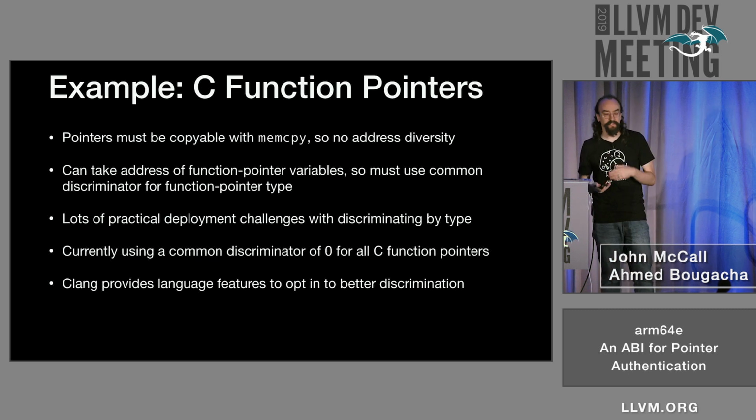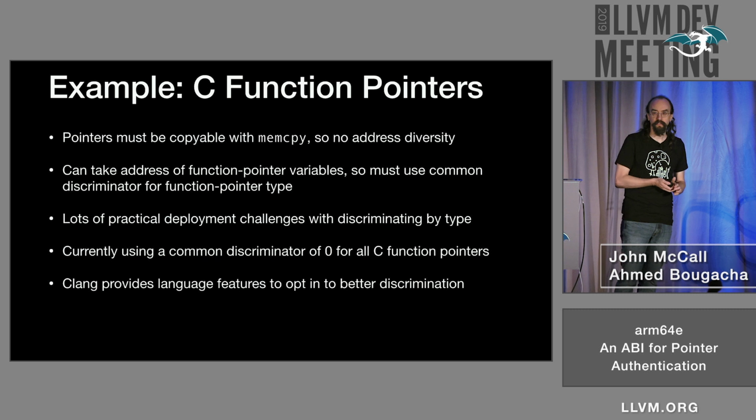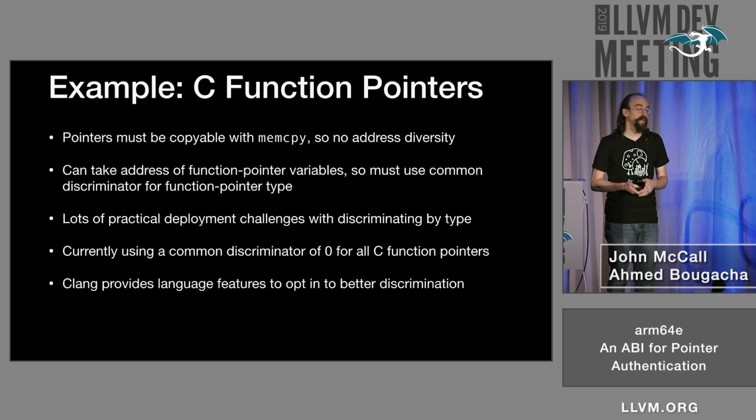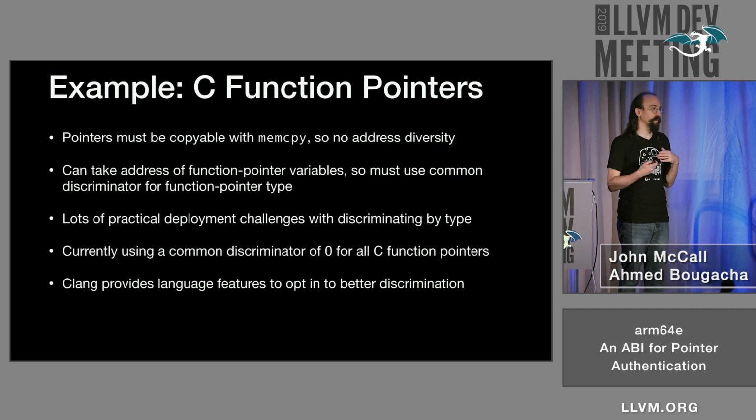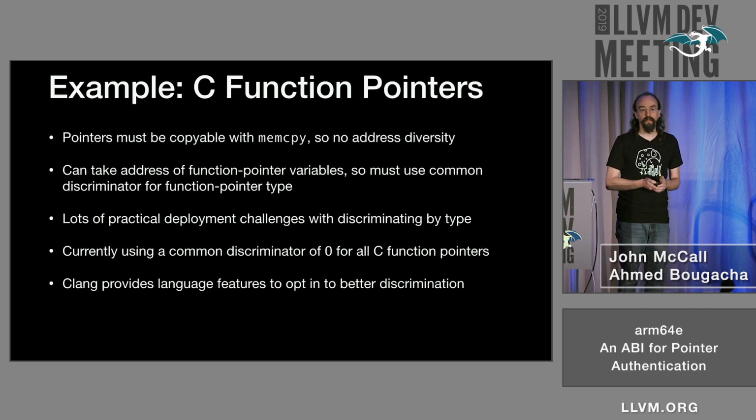So type diversity in practice is something that we can pursue, but there are a lot of practical challenges for that. And in our current ABI, while we are trying to improve this, currently we actually end up signing all C function pointers with the same value, with a 0 discriminator, which is quite a bit of a hole in our current approach. And it is something that we're trying to improve on.